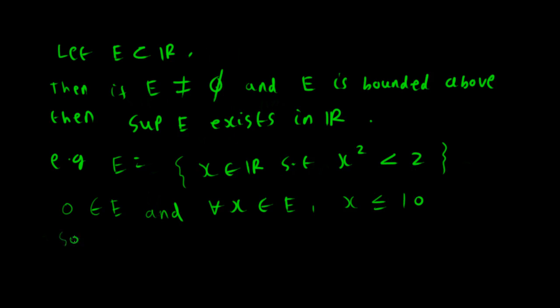So sup E exists. And with a bit of work, you can actually show that the supremum is the square root of 2. But that's another matter. I just want to show this example showing that the supremum exists using this axiom up here. And there's a similar one for the infimum as well. But I'll leave you to figure that one out on your own. But this is the important one. You want to know the supremum exists.